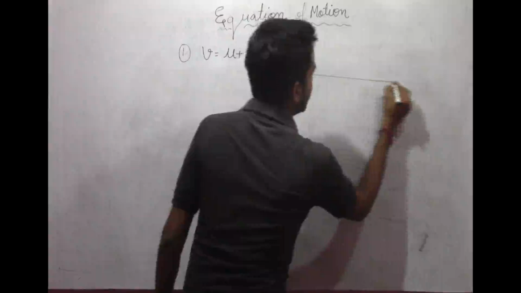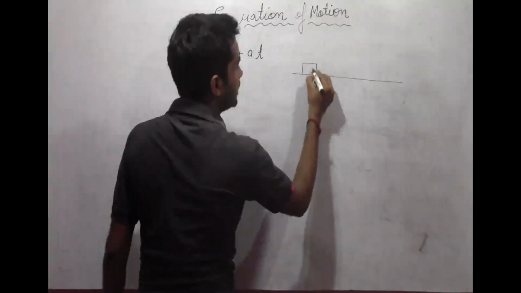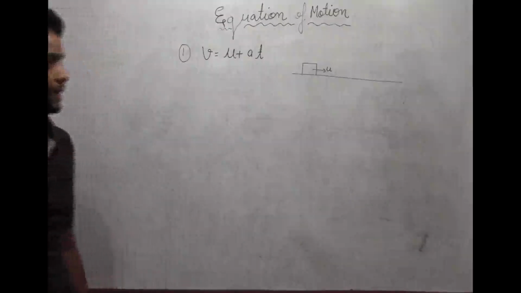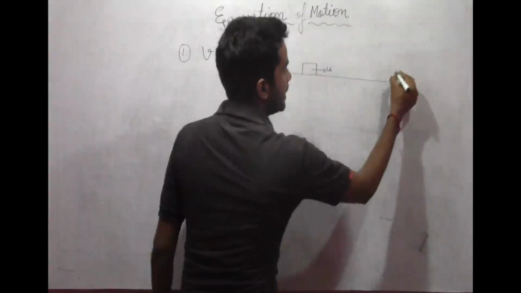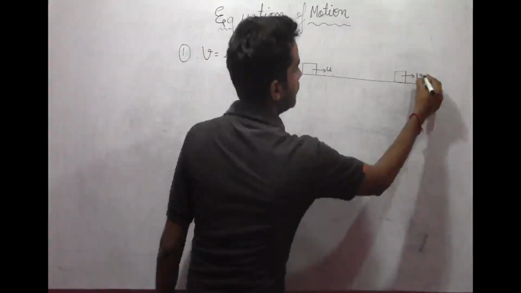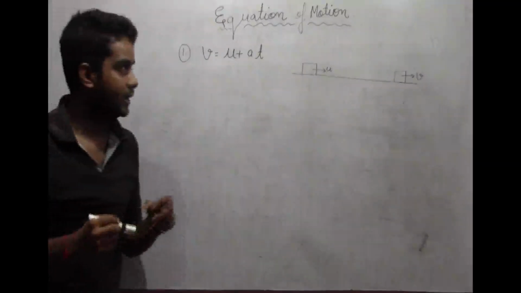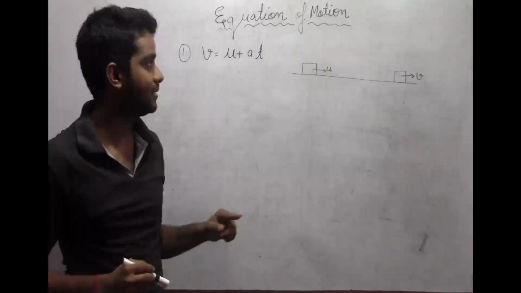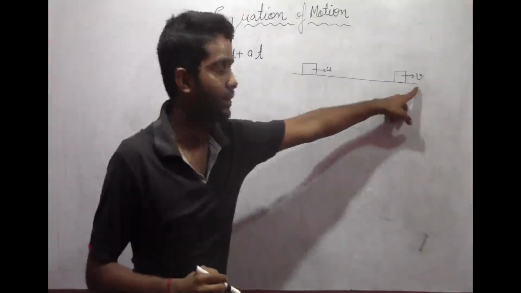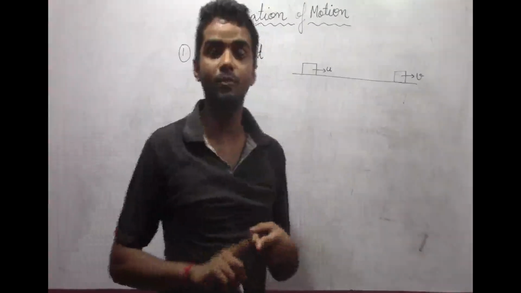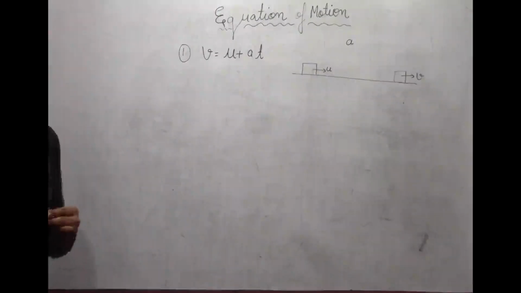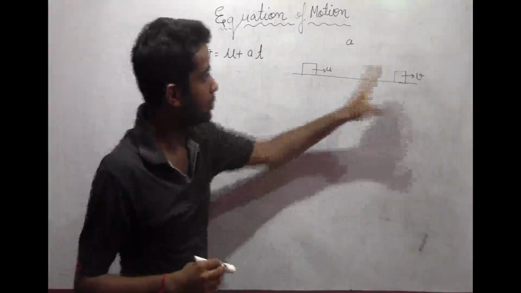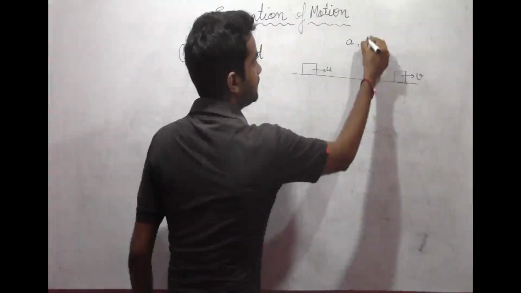Suppose a body is moving with the initial velocity U, and after time interval T its velocity has changed and become V. A body is moving with a uniform acceleration from U to V. Suppose the uniform acceleration is A. Now your velocity is from U to V, and the time taken is T.